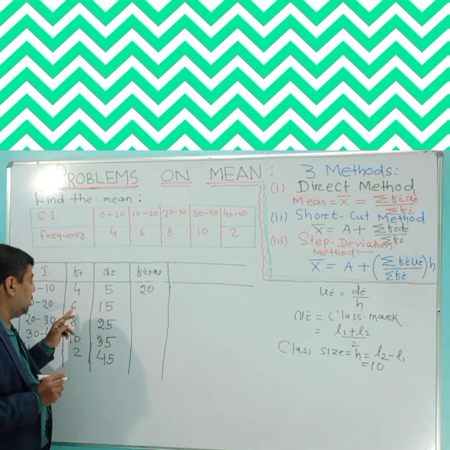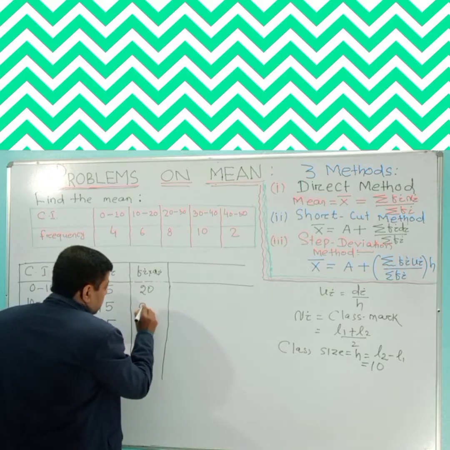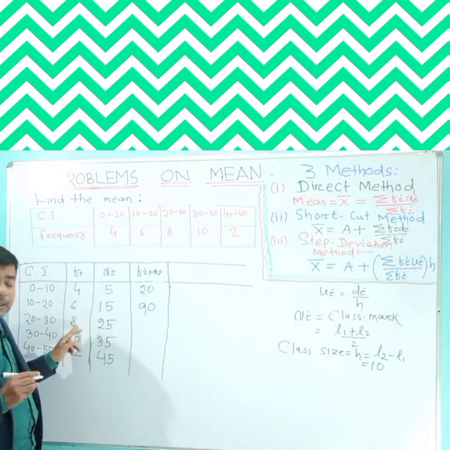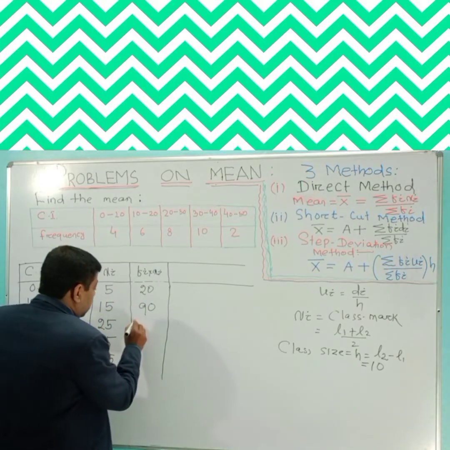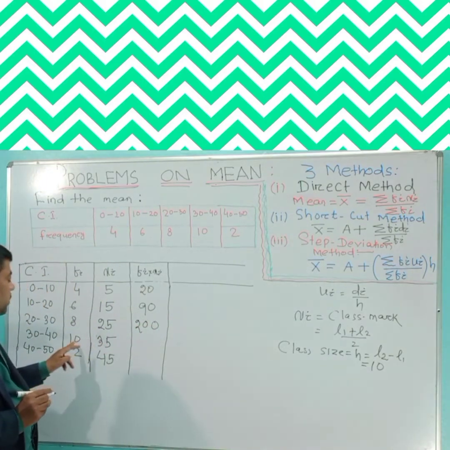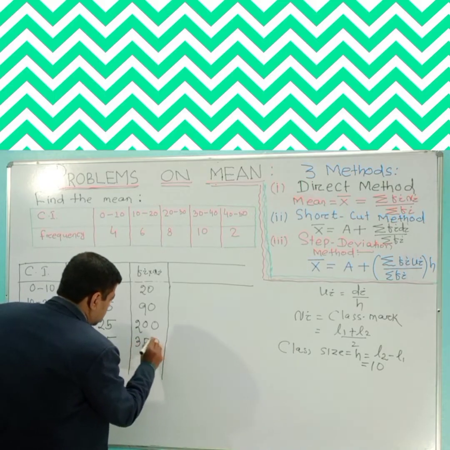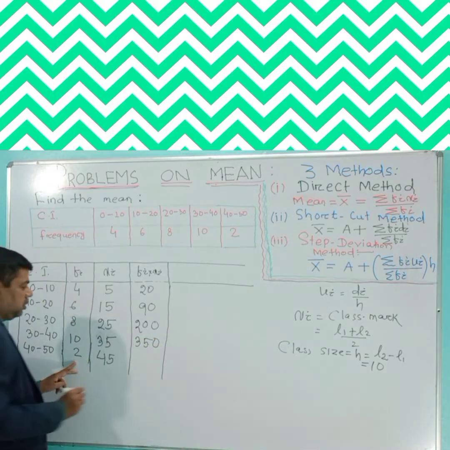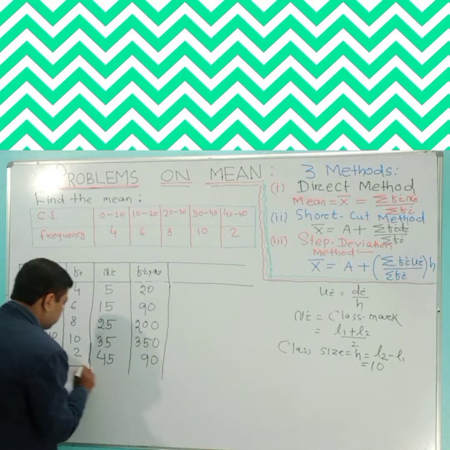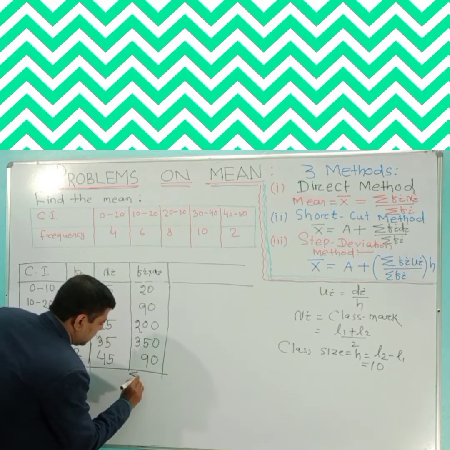Similarly, 6 into 15, how much? 90. Yes. Similarly 25 multiplied by 8, which is 200. Yes or no? Similarly 35 multiplied by 10, which is 350. And 45 multiplied by 2, which is 90. This is how you find the values of fi xi.